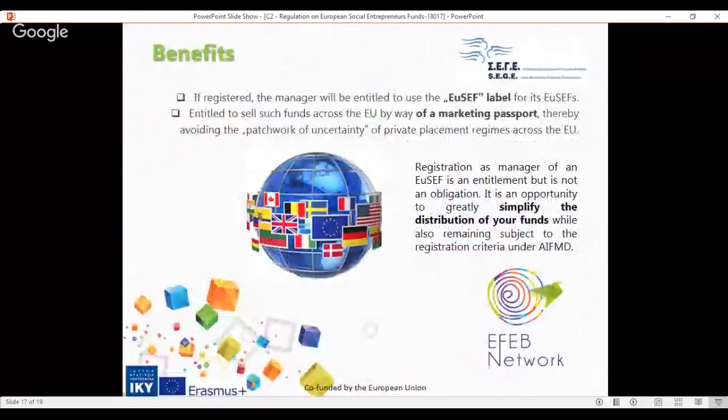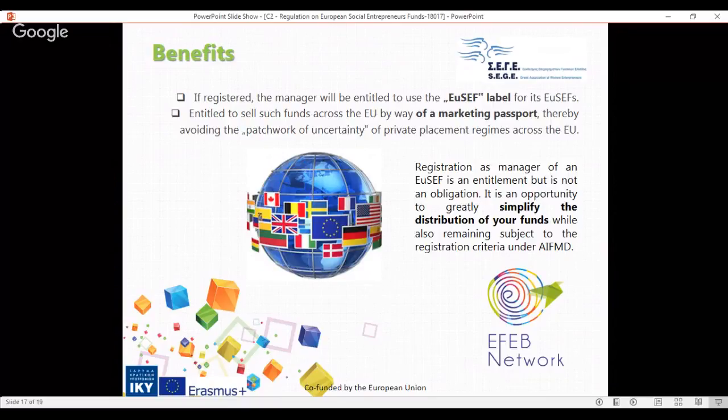So, is registration obligatory? And what are the benefits of registration as a manager for the European Social Entrepreneurs Fund? If a manager and its funds are registered, the manager will be entitled to use the European Social Entrepreneurs Fund label for its European Social Entrepreneurs Funds. This label will entitle the managers to sell such funds across the EU by way of a marketing passport, thereby avoiding the patchwork of uncertainty of private placement regimes across the EU. Registration as a manager of a European Social Entrepreneurs Fund is an entitlement, but is not an obligation.